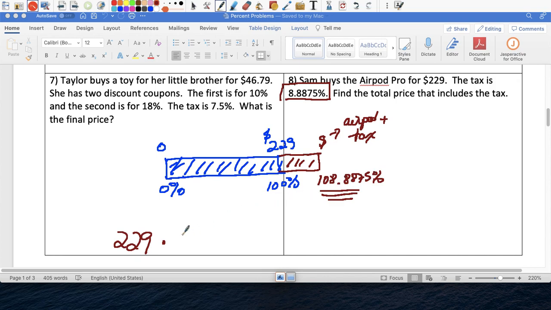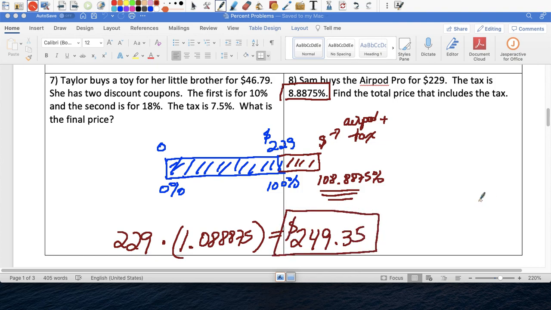108.8875%, which you gotta change to a decimal, you gotta multiply by 1.088875, right? So if you multiply that, you're gonna get 229 times 1.088875. You're gonna get a little bit above that. You're gonna get $249.35. That's the price of the AirPod plus the taxes.